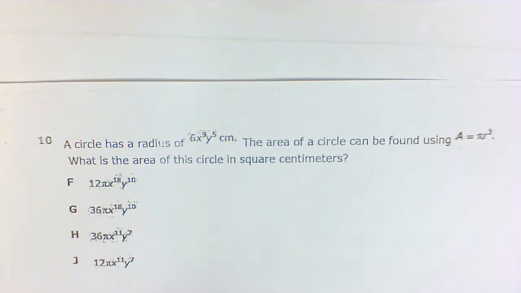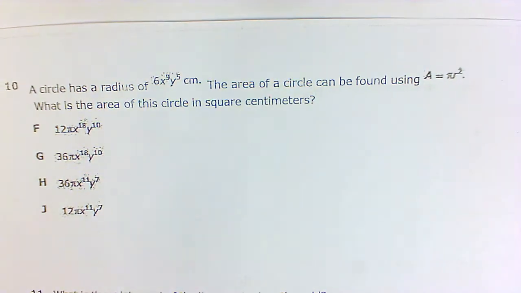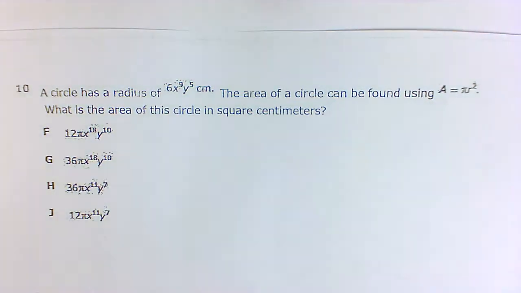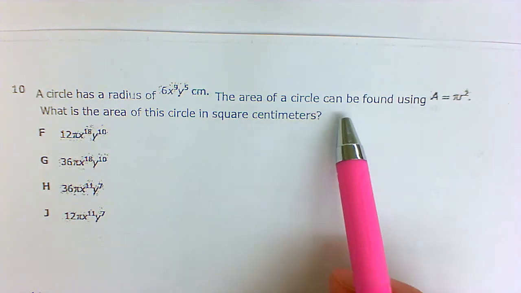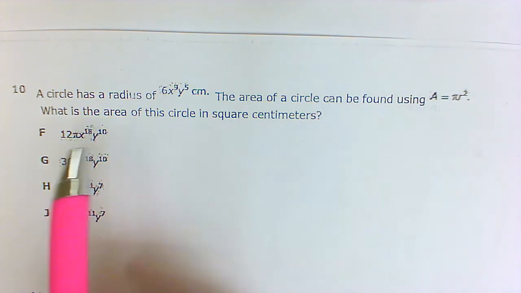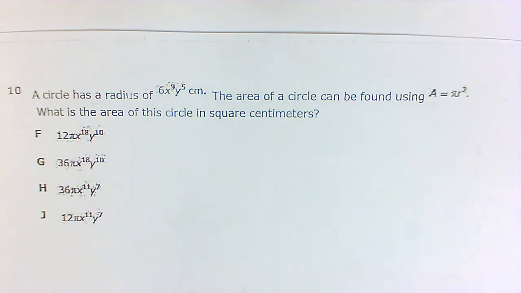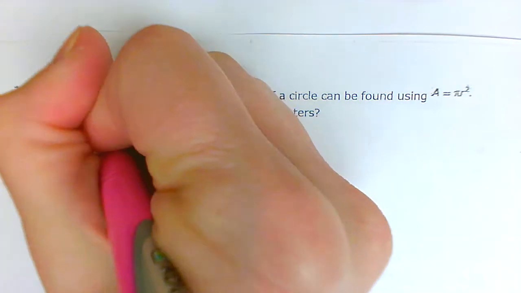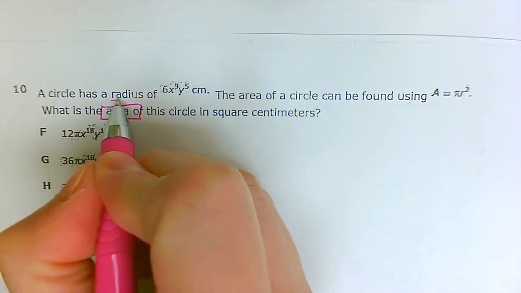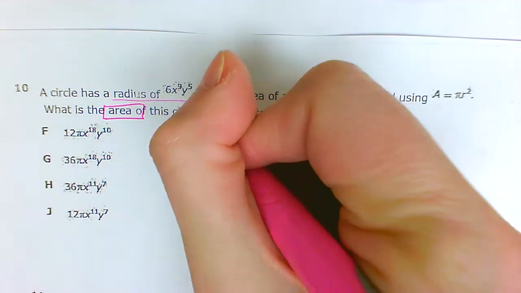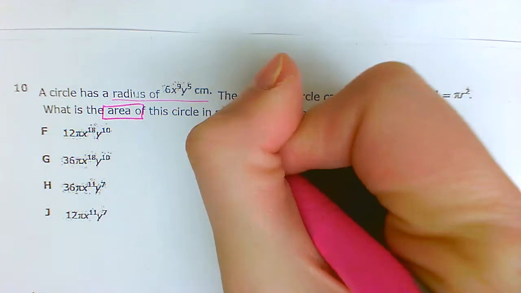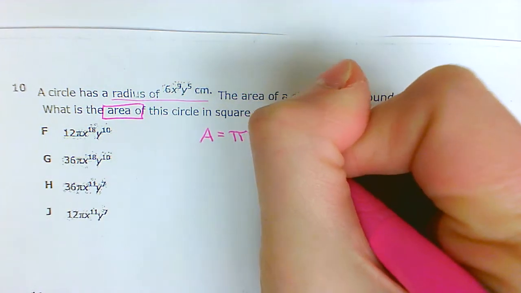Number 10. A circle has a radius of 6x to the 9th y to the 5th centimeters. The area of a circle can be found using this equation. What is the area of the circle in square centimeters? So we are actually looking for the area, and they gave us the radius. So here's my equation. Area is equal to pi r squared.